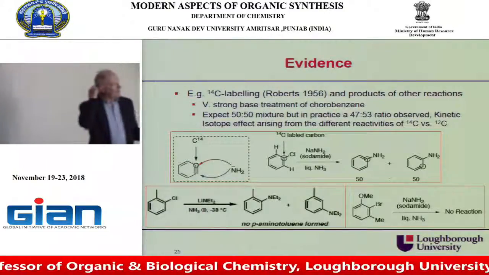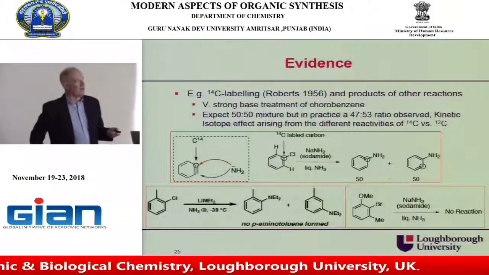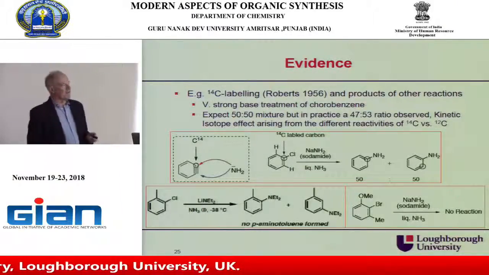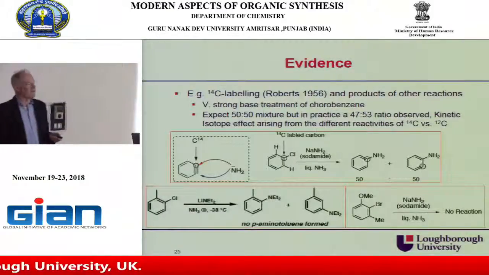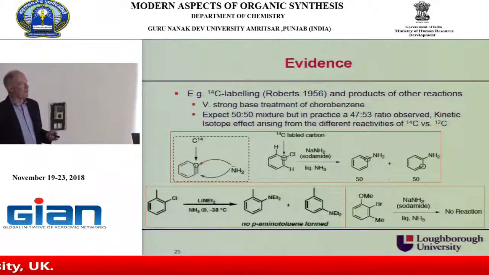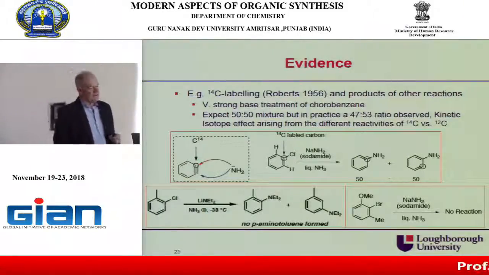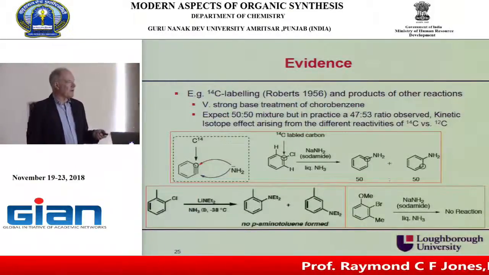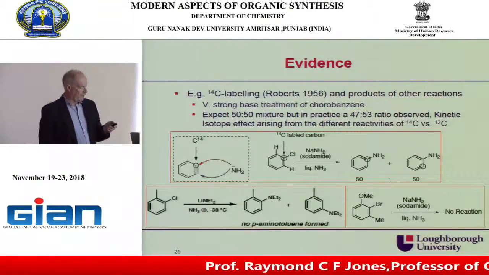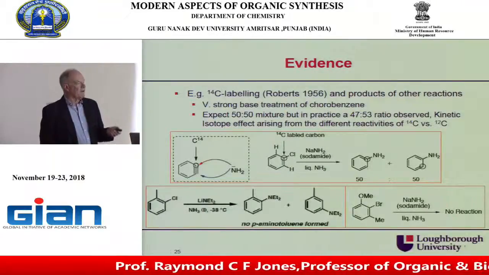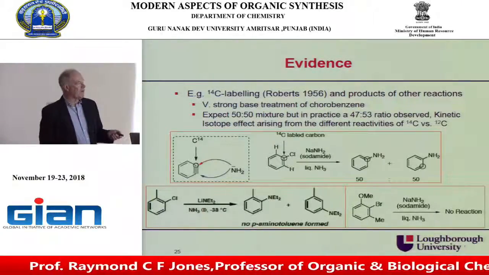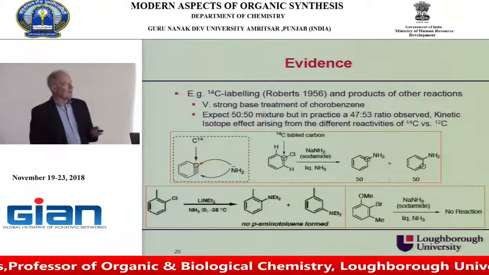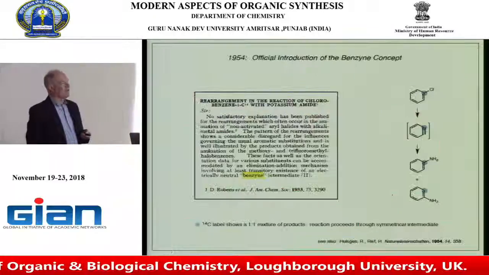That then is attacked by a nucleophile, in this case the same nucleophile as the strong base that's forming the benzyne, and it can attack at either position. So this was taken in the 1950s to be good evidence for there being something like this. This is the way we conventionally draw benzyne with a triple bond, but you could argue about what exactly the structure is.